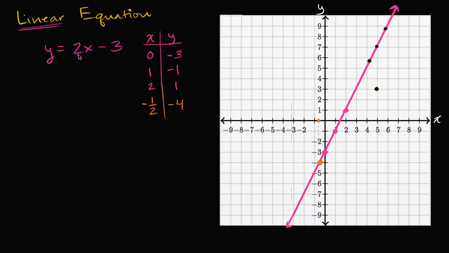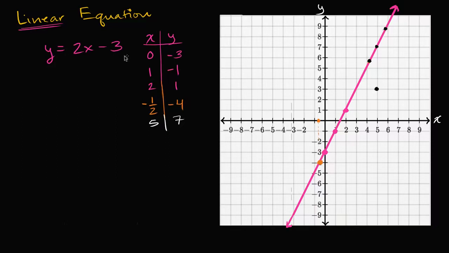And indeed that's the case. 2 times 5 is 10, minus 3 is 7. The point (5, 7) is on, or satisfies, this linear equation. So if you take all of the xy pairs that satisfy it, you get a line. That is why it's called a linear equation.